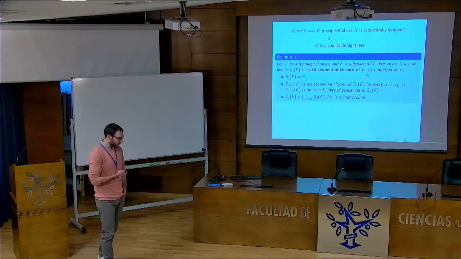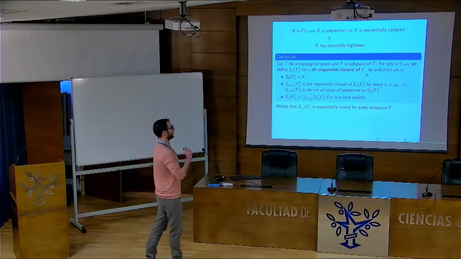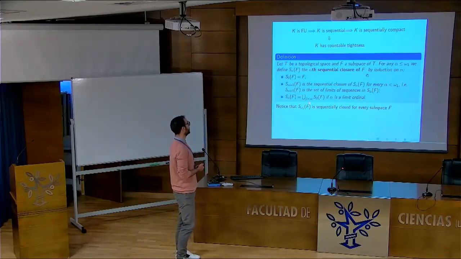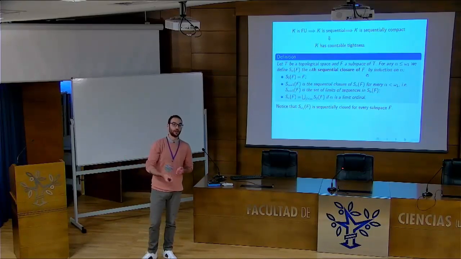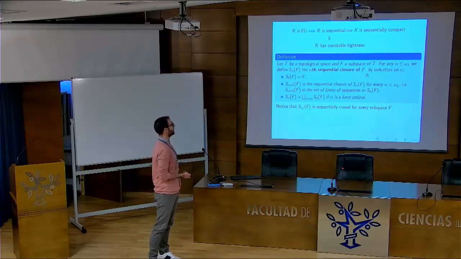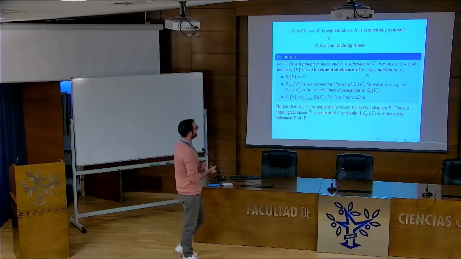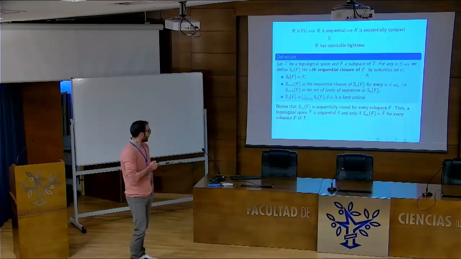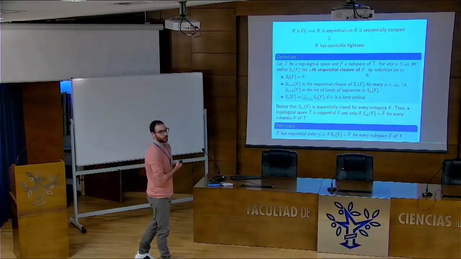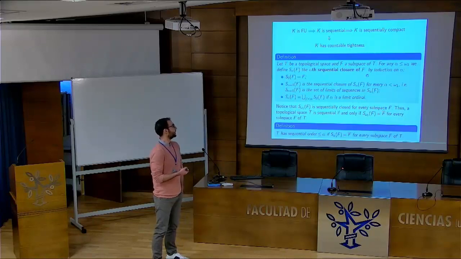So in this language, notice that the omega-1 sequential closure of any set is always sequentially closed. If we take a sequence here, then the sequence belongs to some S alpha with alpha a countable ordinal, so the limit belongs to S alpha plus 1, so this is always sequentially closed. In other words, being sequential is essentially the same as saying that the omega-1 sequential closure of any set is just the closure of the set. So we are going to say that the topological space T has sequential order at most alpha if the closure of any set coincides with the alpha sequential closure of the set.